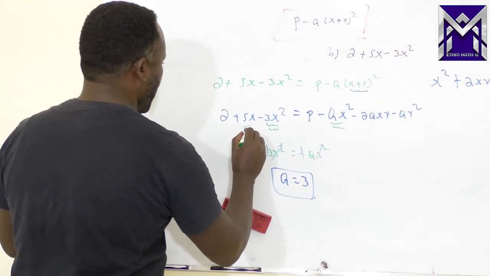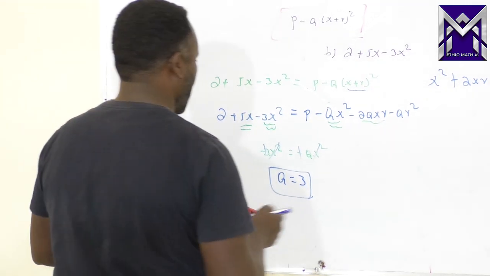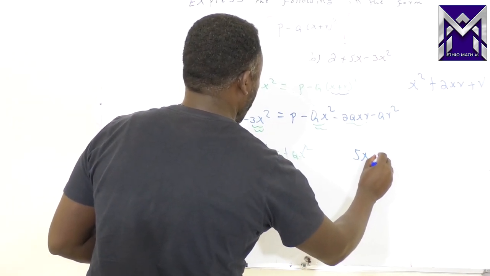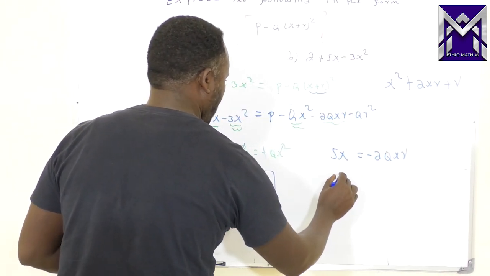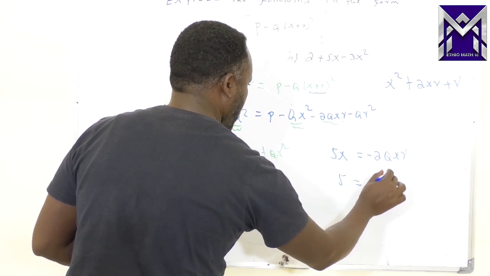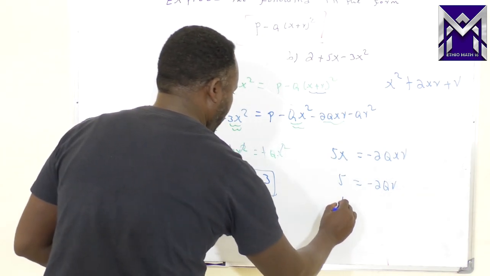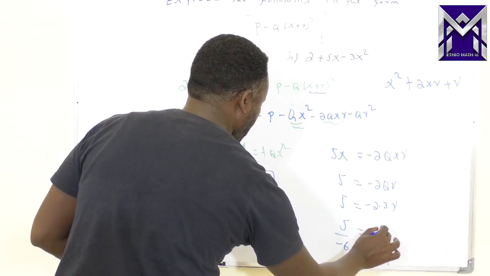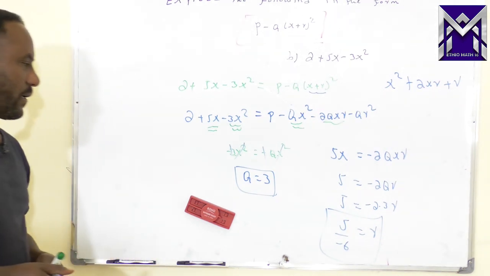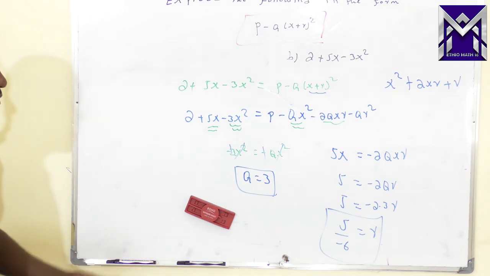And the other way, now we need to find r. Equating the x terms, what we have here? 5x is equal to minus 2qxr. x by x cancel on that, so 5 is equal to minus 2qr. Q is 3, so 5 is equal to minus 2 times 3r. 5 over minus 6 will be r. So r will be minus 5 over 6. This is how to find this one.